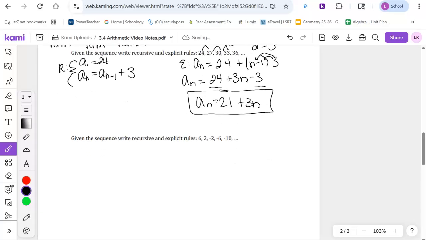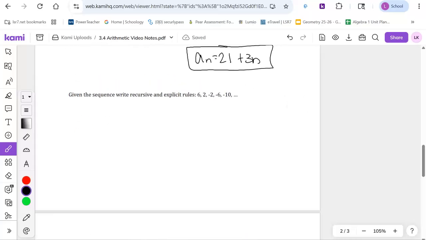We're going to do the same thing for this example. Given the sequence, write recursive and explicit rules: 6, 2, -2, -6, -10. Again, I have to find my common difference. I'm subtracting 4 each time, so my d is -4. For my recursive, a sub 1 is 6, and a sub n equals a sub n minus 1 minus 4, because it would be plus -4, so you can just put minus 4.